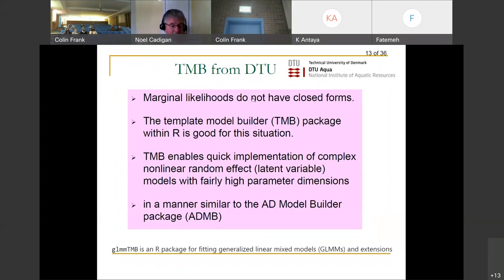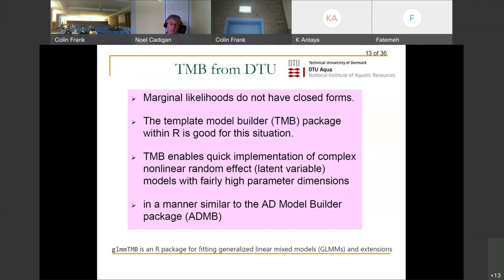But fortunately, there has been some software that has come along in the last five to seven years or so that has made fitting these types of models much easier. The Template Model Builder package within R is good for this situation. TMB involves quick implementation of complex nonlinear random effect models, including state-space models. And it's also good for fairly high dimensional models.